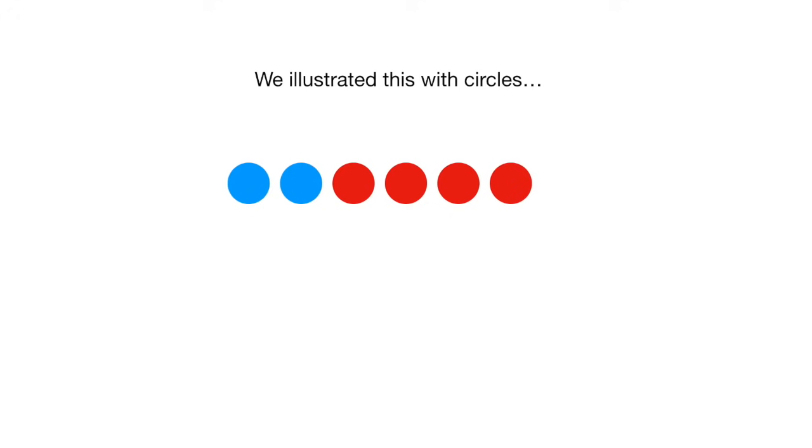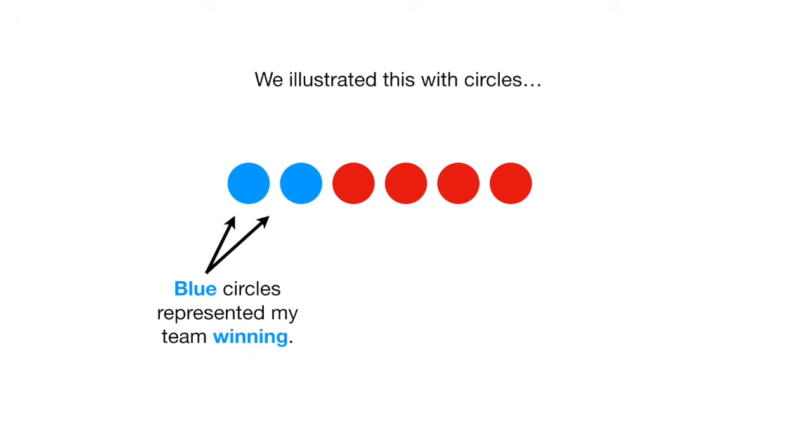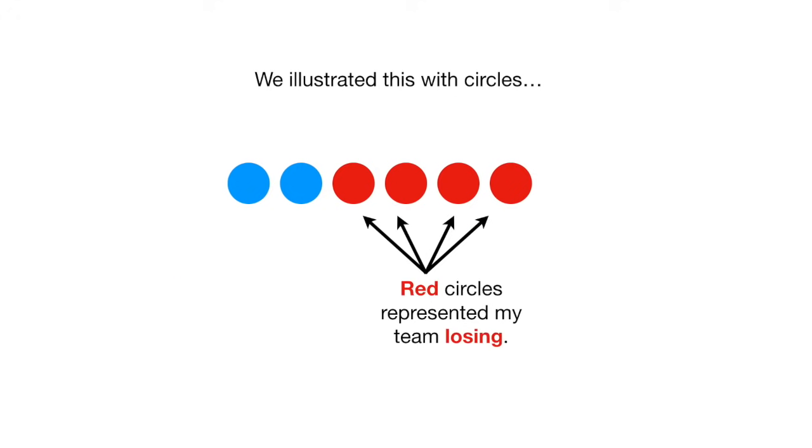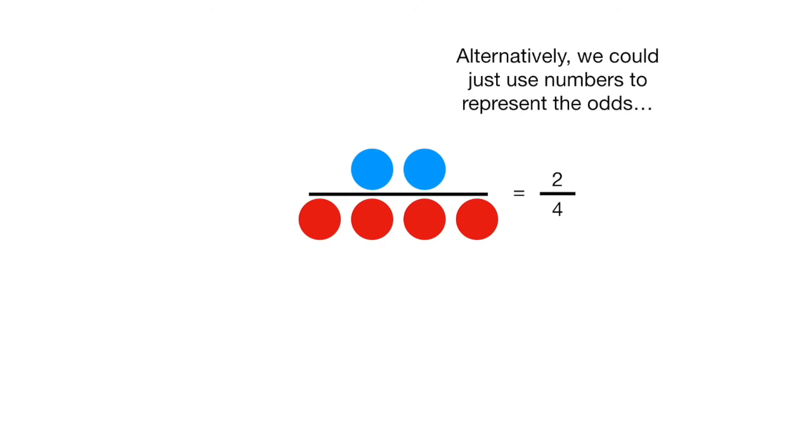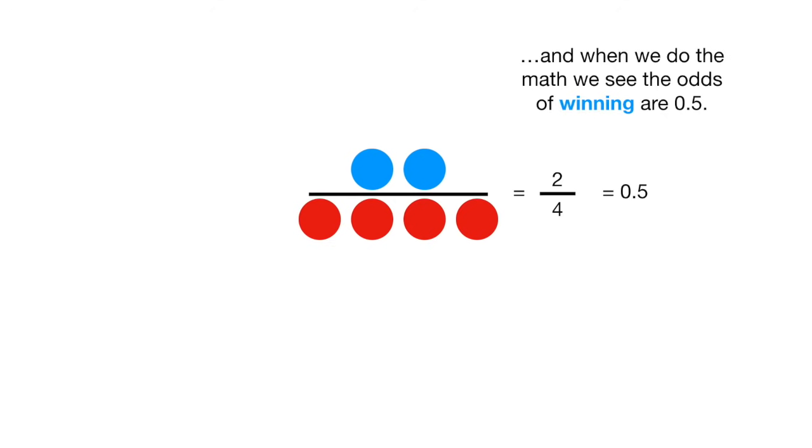We illustrated this with circles. Blue circles represented my team winning. Red circles represented my team losing. And the odds of my team winning were just the blue circles over the red circles. Alternatively, we could just use numbers to represent the odds. And when we do the math, we see the odds of winning are 0.5.